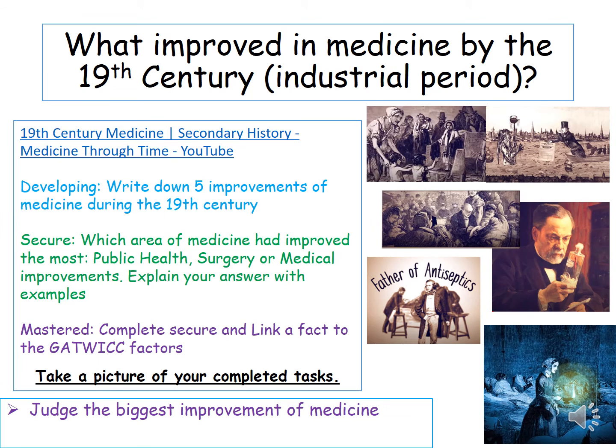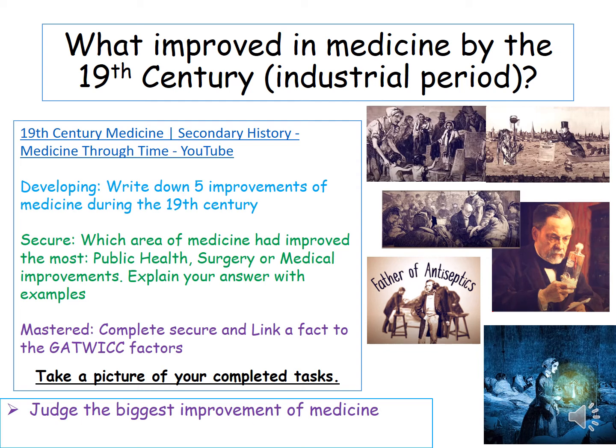So the third learning objective is to judge the biggest improvement in medicine. So we know by the industrial period, the 19th century, that medicine has significantly improved, but we've also improved in public health and also in surgery. So I'd like all students to click on the YouTube video link and to watch the very short video. Developing students, you're aiming for a GCSE grade 4. I would like you to write down 5 improvements of medicine during the 19th century.